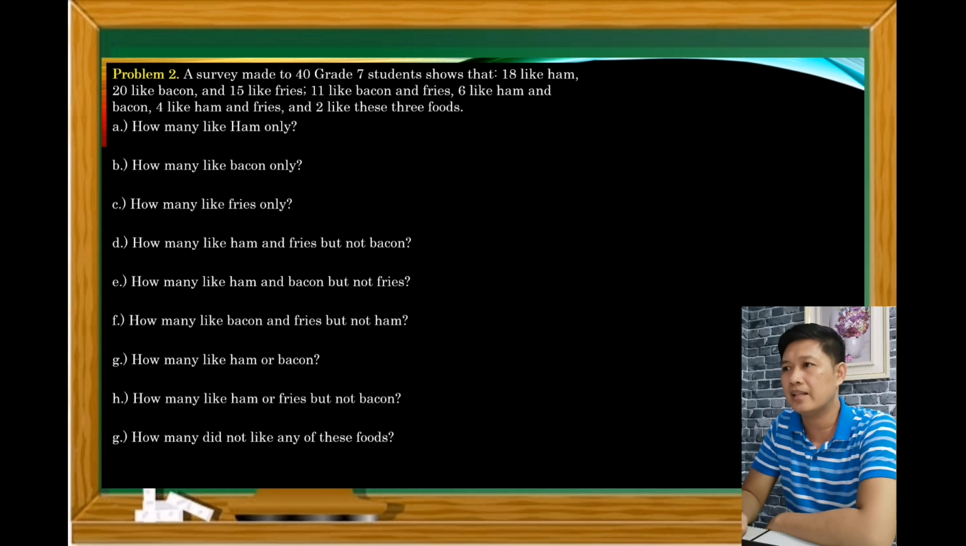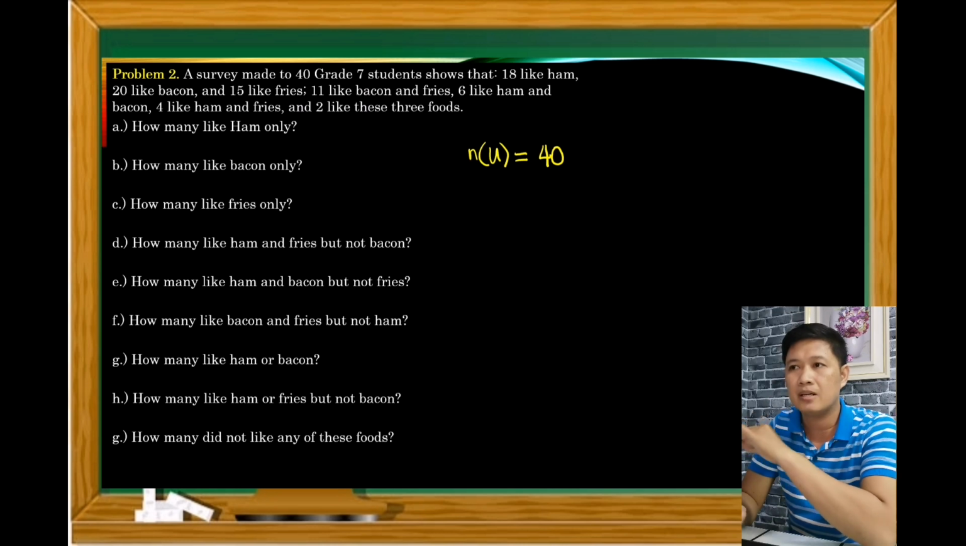Okay, linawin lang natin na sinabi dito that we have a total of 40 students. So, therefore, the total number of students is 40. That's represented by our universal set. So, N of U is 40. Now, meron tayong tatlong options na binigay. Ham, bacon, and fries. Okay?